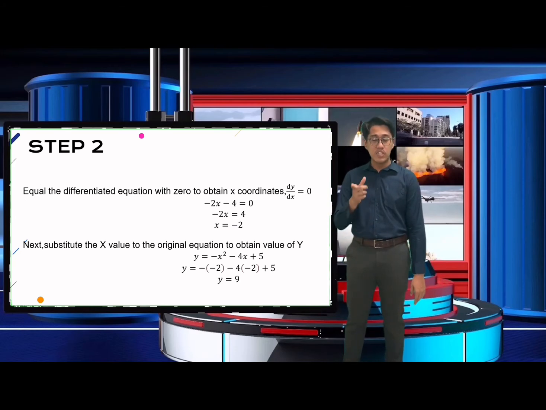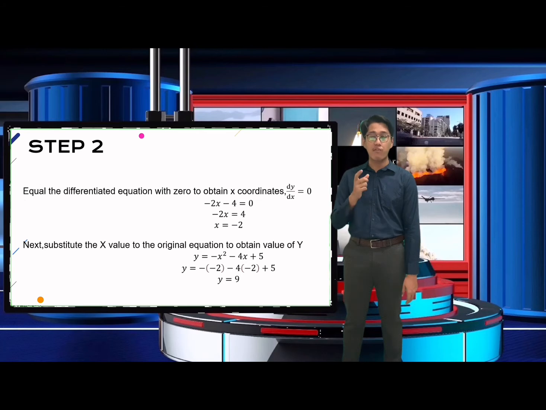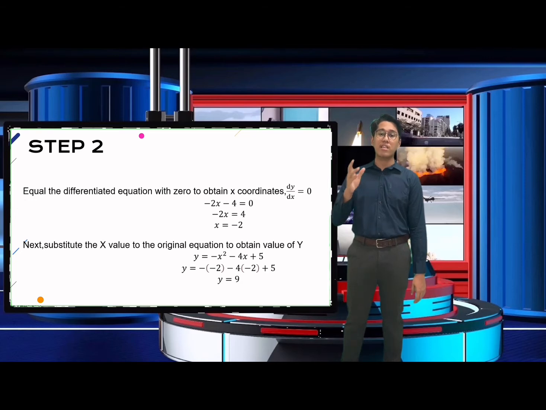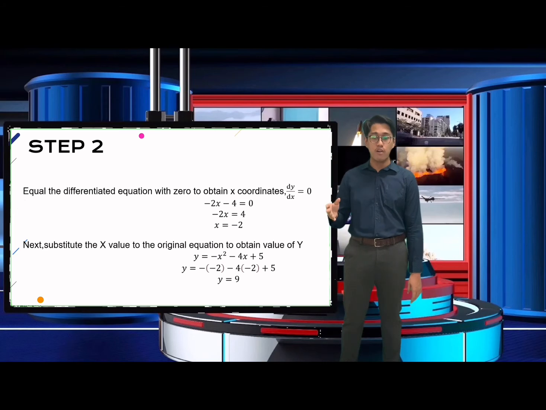So the differentiated equation is negative 2x minus 4, which I already calculated. So negative 2x minus 4 is equal to 0. We will make x the subject here. We bring negative 4 to the right side, which is negative 2x equals 4. So x equals 4 divided by negative 2, and we get negative 2.